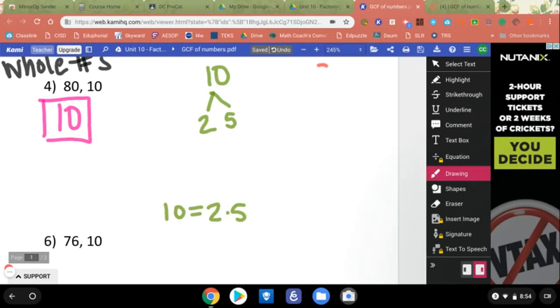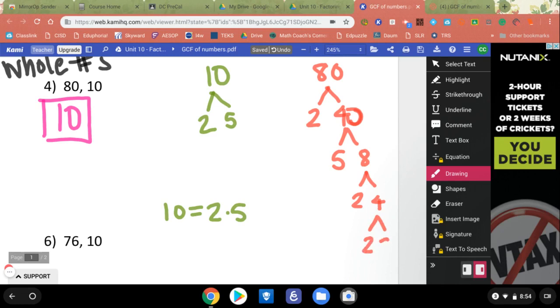Okay, so 80. If I were to prime factor 80, think about something 80 is divisible by. Well, 80 is 2 times 40. Can't really factor 2, but I can factor 40. 40 is 5 times 8. I can't factor 5, but I can factor 8. 8 is 2 times 4. Can't factor 2, but I can factor 4. 4 is 2 times 2.